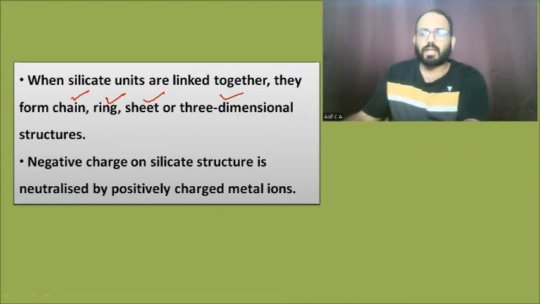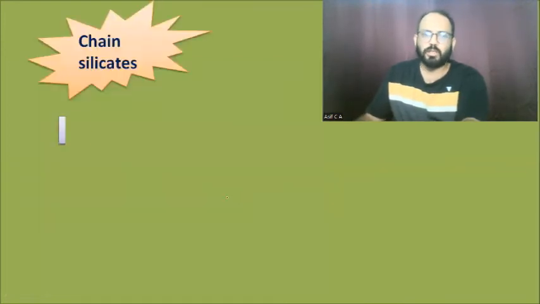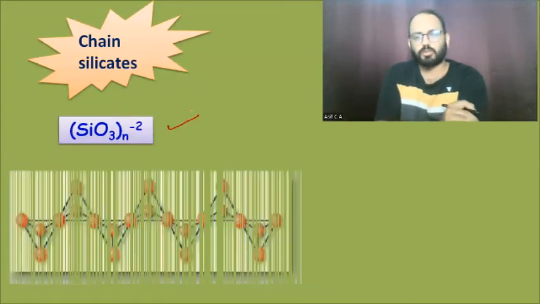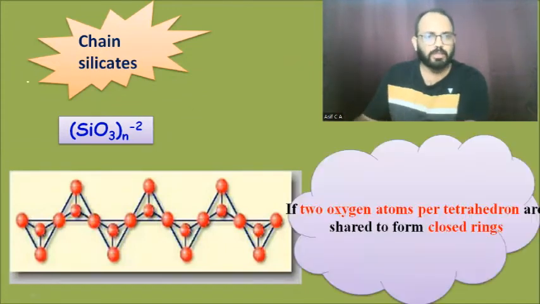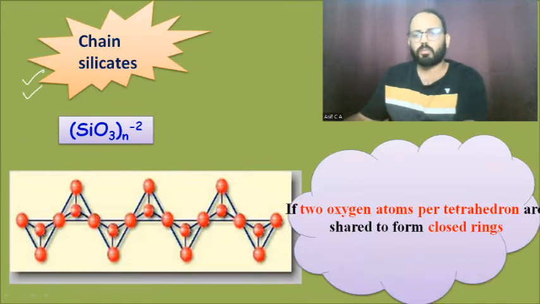And this negative charge on the silicate structure, நமக்கு தெரியும்ல SiO4 4 minus negative charge இருக்கு. That negative charge is neutralized by positive charged metal ions. Chain silicate ஓட basic unit வந்து SiO3 2 minus அதான் இருக்கும். This is how the chain silicates will look like. இந்த chain silicate எப்படி ஃபார்ம் பண்ண முடியும்? Two oxygen atoms per tetrahedron are shared to form a closed ring.